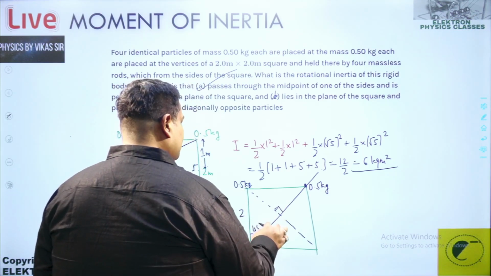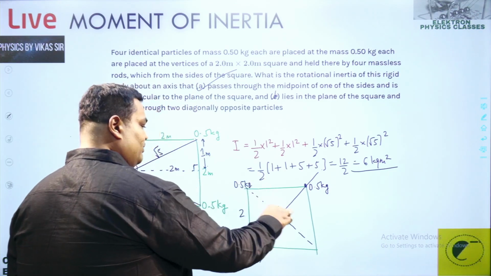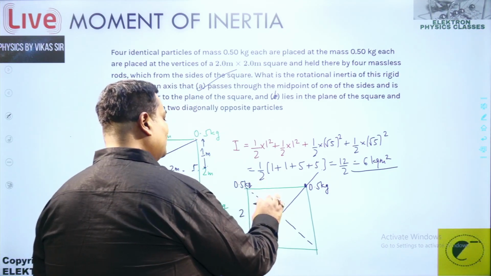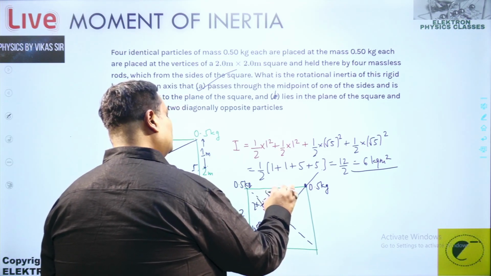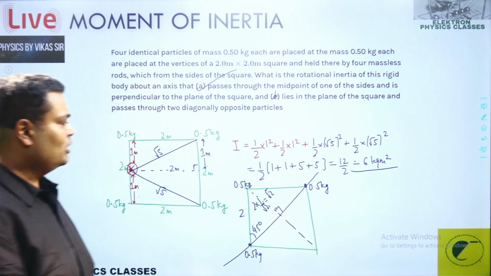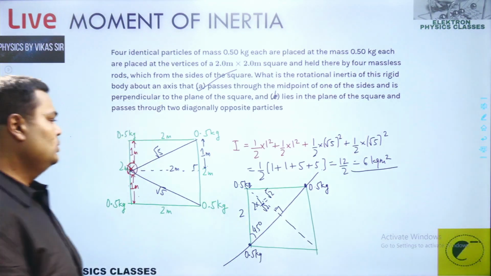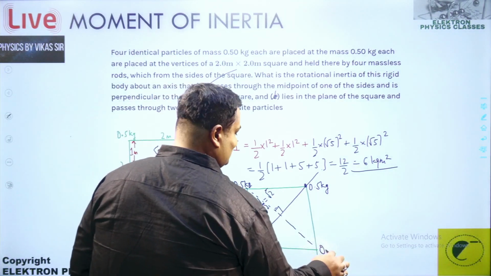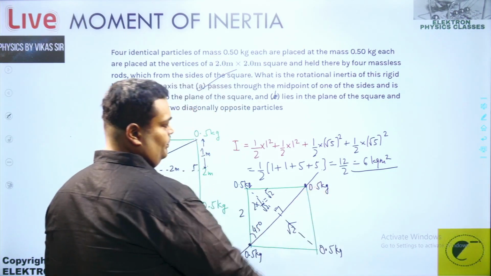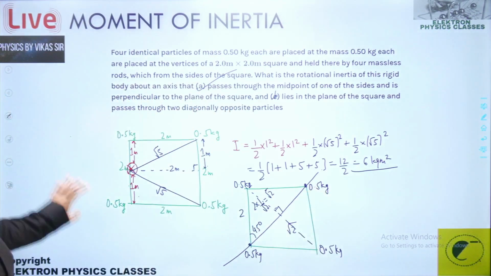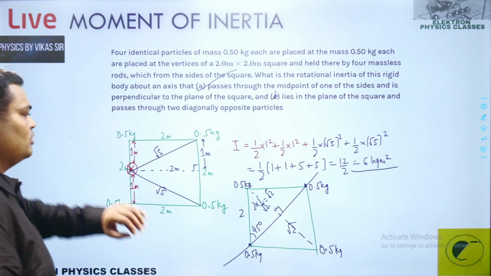This angle is how much? 45. So this will be 2 cos 45. That is 2 into 1 by root 2, which is root 2. So the perpendicular distance becomes root 2. And for this particle, the same, that is root 2. So I think we can just finish off the question.